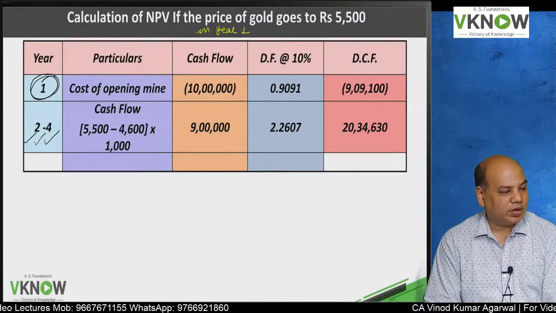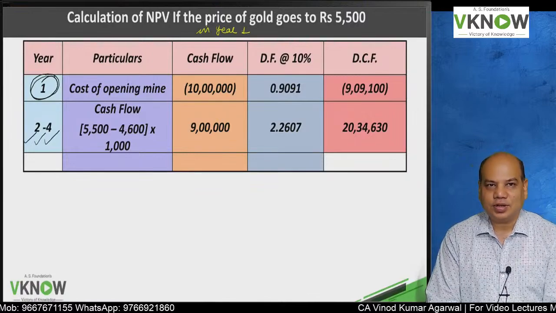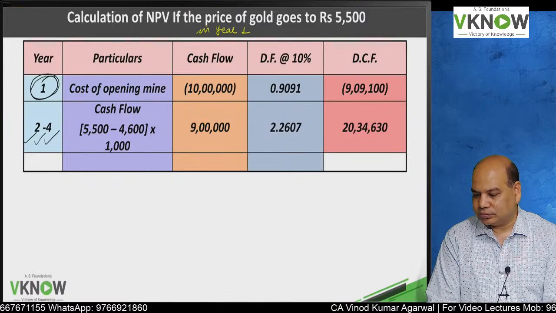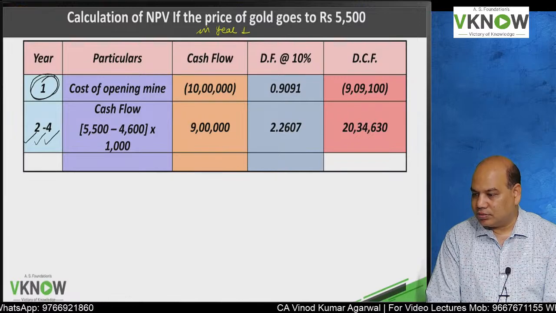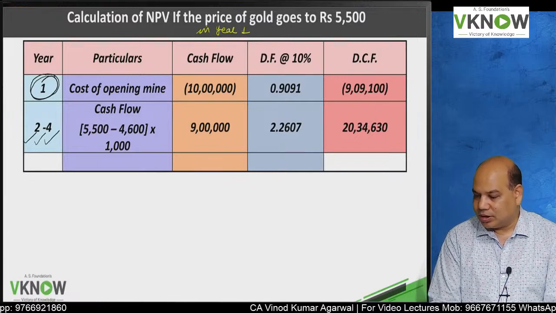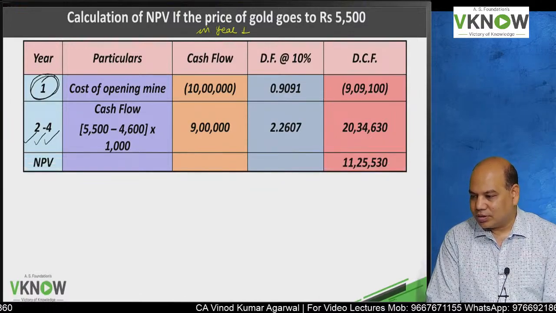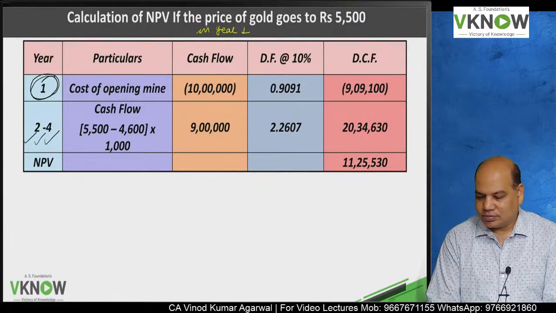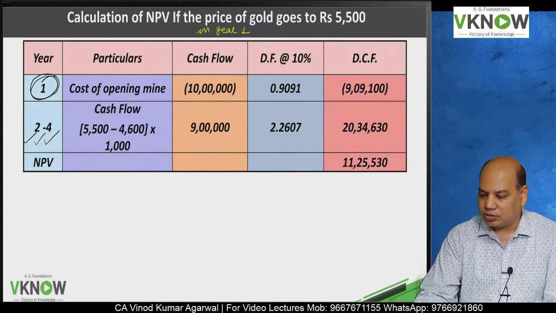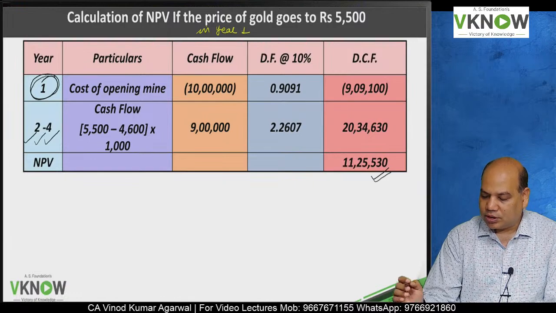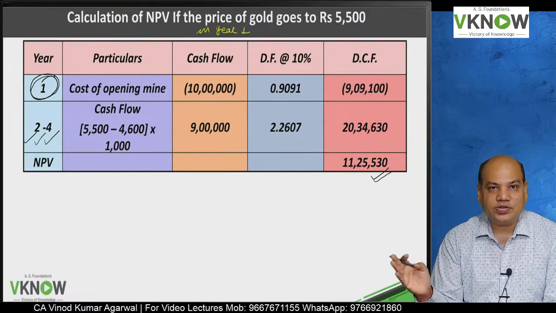Who will give me NPV? Yes, please compute NPV, the net amount. 11,25,530. So if you open the mine after 1 year, when the gold price is 5500, NPV is 11,25,530. If the gold price is 4500, NPV is 0.